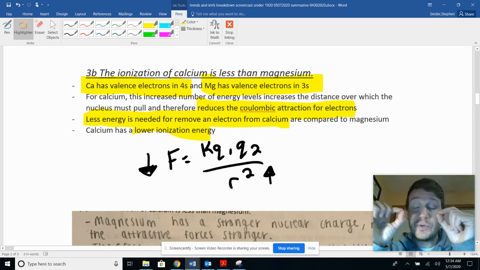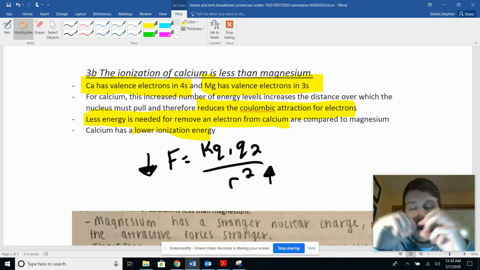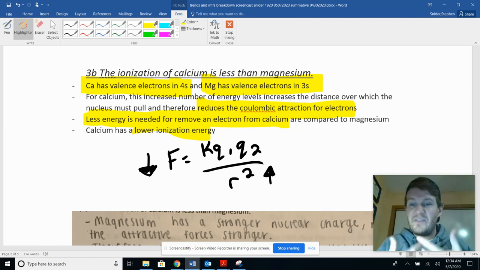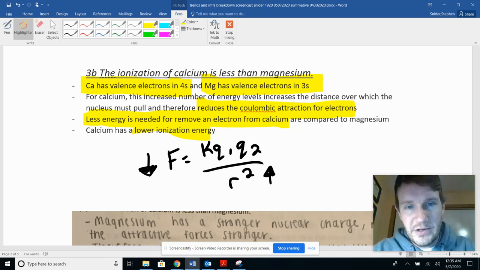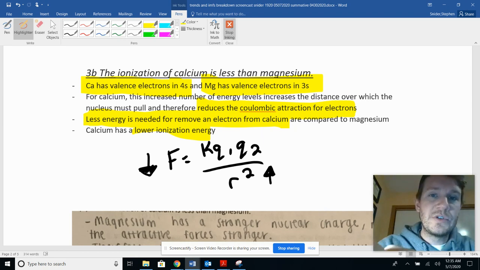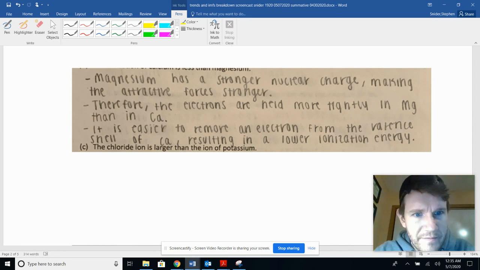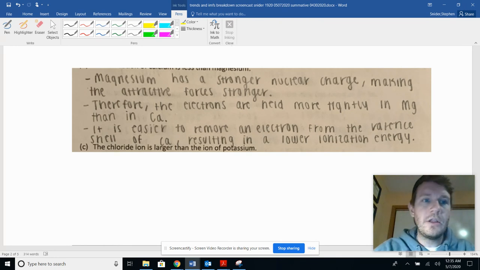So I established what is different between the two elements. We talk about what that really means, right? The fact that we have this higher principal energy level reduces Coulombic attractive forces. Therefore, electrons are less tightly bound. It requires less energy to be removed, and this is the definition of ionization energy. Okay, let's take a look at some student responses here. Magnesium has a stronger nuclear charge, making the attractive forces stronger. Therefore, the electrons are held more tightly in magnesium than in calcium. It's easier to remove an electron from the valence shell of calcium, resulting in a lower ionization energy.